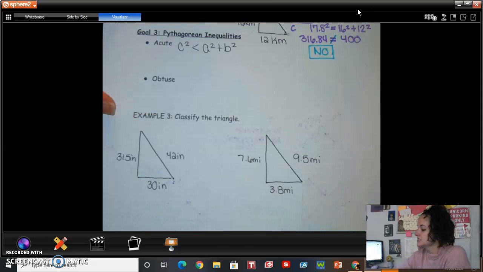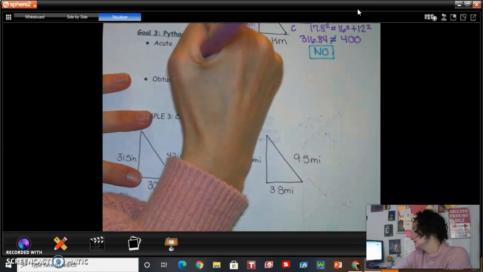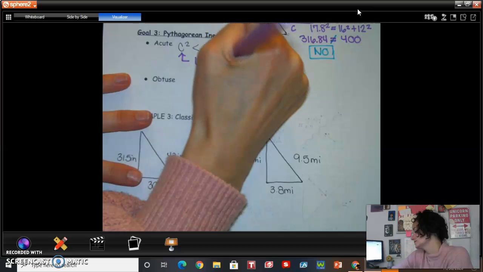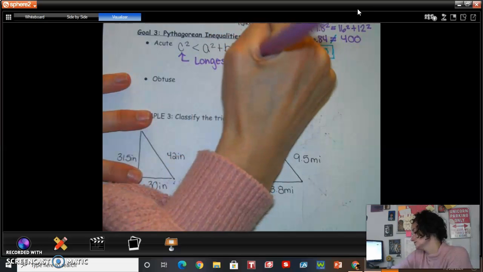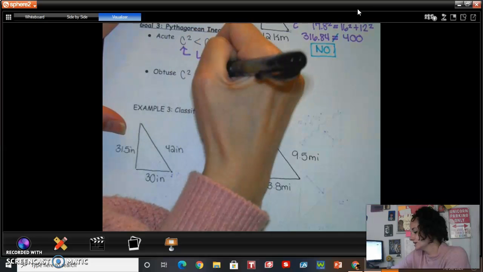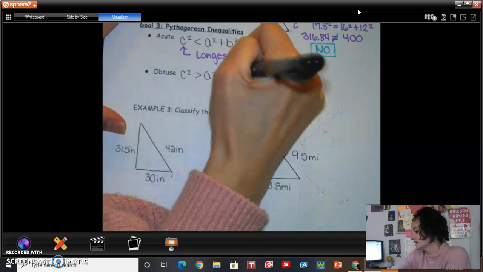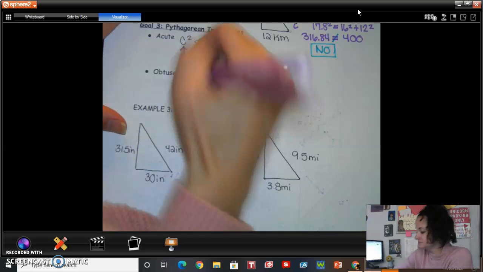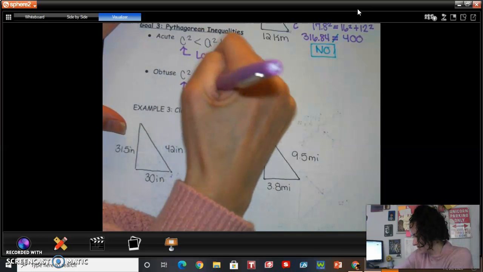And remember, c, forever and for always from now on, is going to be the longest side. Obtuse is whenever c squared is greater than a squared plus b squared. And again, c is your longest side.